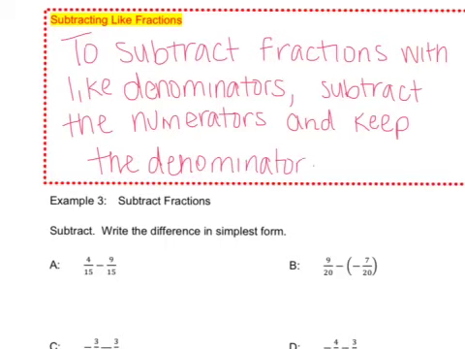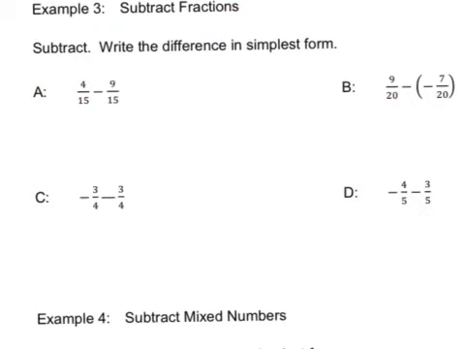Okay, the rules don't change from addition to subtraction. It's still the same idea, except now you're subtracting instead of adding. So let's go ahead and look at example 3. All right, so to subtract, letter A, 4/15 minus 9/15, since we have common denominators, all we have to do is 4 minus 9, and you keep the denominator, which is 15. Well, 4 minus 9 is negative 5 over 15. We can do some canceling. They can both be divided by 5, so this becomes a negative 1, and this becomes a 3. So then our answer is just negative 1/3.